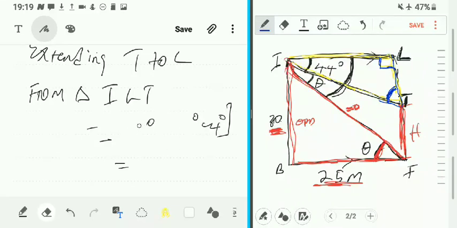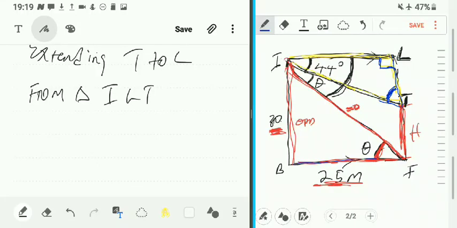So instead of solving for LIT, we're already given the side. This side is 25 meters, so definitely this side will also be 25 meters. Now we want to get LT. From triangle ILT, we have an angle that was already given to us, 44 degrees.